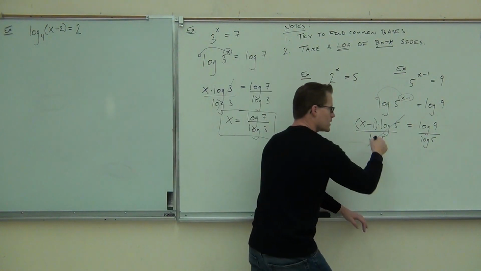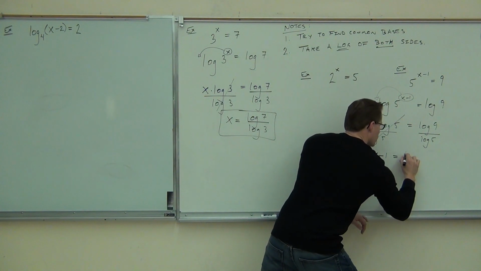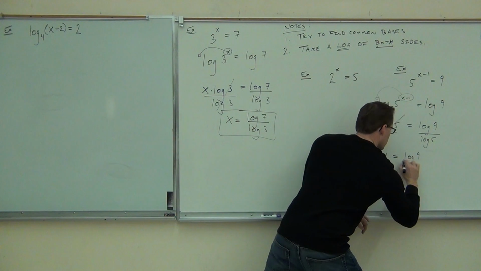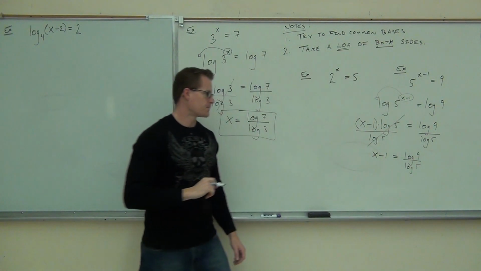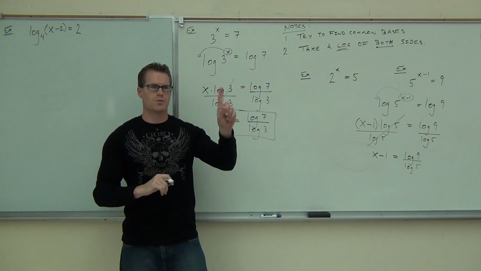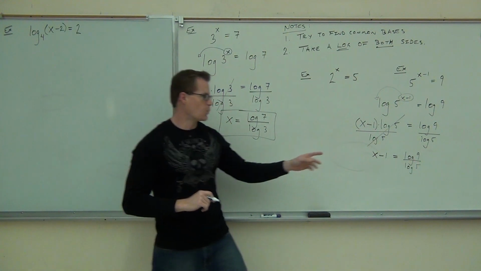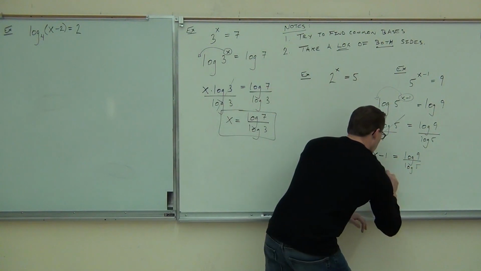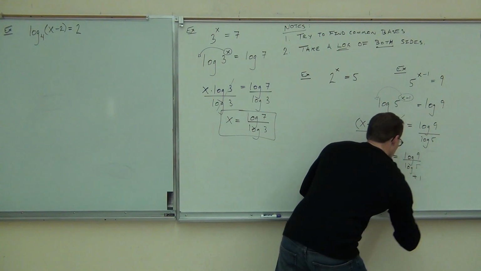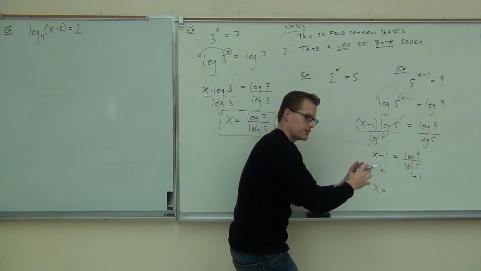So now what am I going to get on the left-hand side? Equals log of 9 over log of 5. Am I done? No. There's only one more thing I have to do. What's that one more thing? Add 1. Add 1 to both sides. The 1 is just going to be tacked on to the very end of your expression, okay? So you're going to add 1 here. We'll get x equals log of 9 over log of 5, and then plus 1.